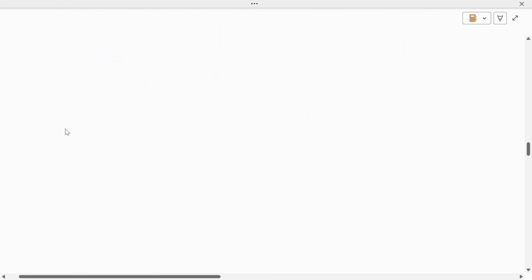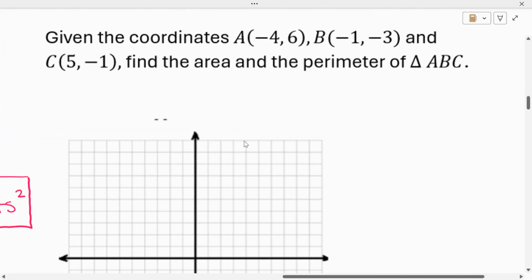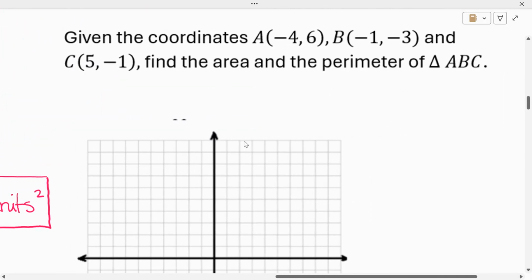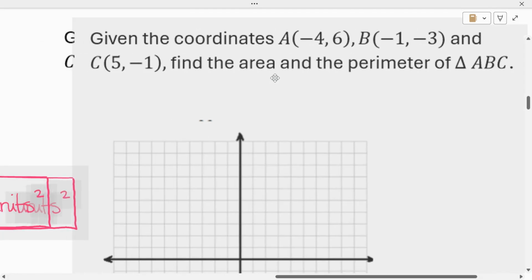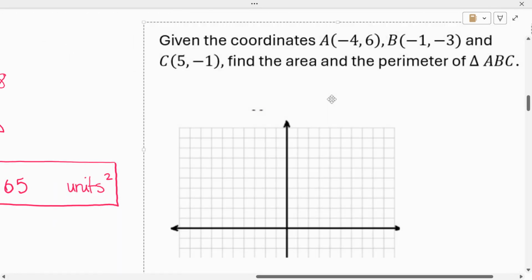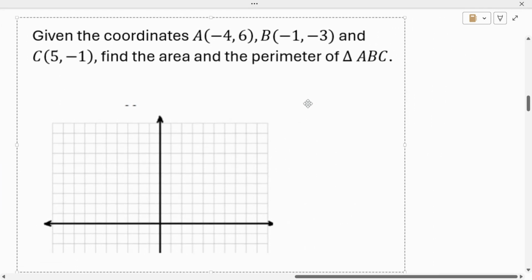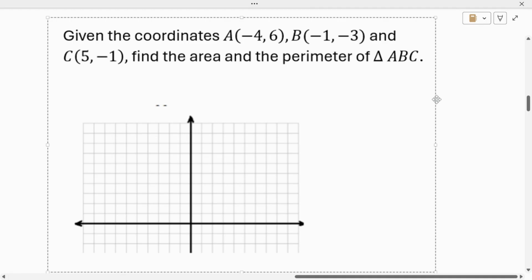So our next shape should look like this right here. This is at the bottom of your journal. Do you guys see it? Yes, no, maybe so? Yes. Okay. So given the coordinates A, B, and C, find the area and the perimeter of this triangle. Well, what do we have to do first? We actually have to plot the points on this one.